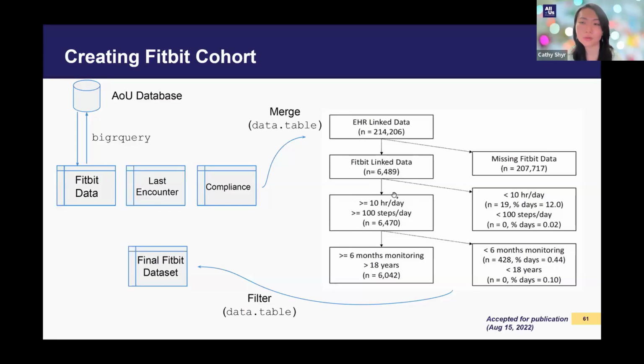And then they also refined the cohort a little bit more. So they only wanted to include individuals that had valid measurements or valid monitoring of Fitbit. And so they included individuals that had greater than or equal to 10 hours of Fitbit monitoring per day, and those who had greater than or equal to 100 steps per day. From there, they then further narrowed it down to individuals that had greater than or equal to 6 months of monitoring. So they really were interested in looking at the longitudinal follow-up of these participants. So with that, that brought us to a final cohort size of 6,042 individuals.